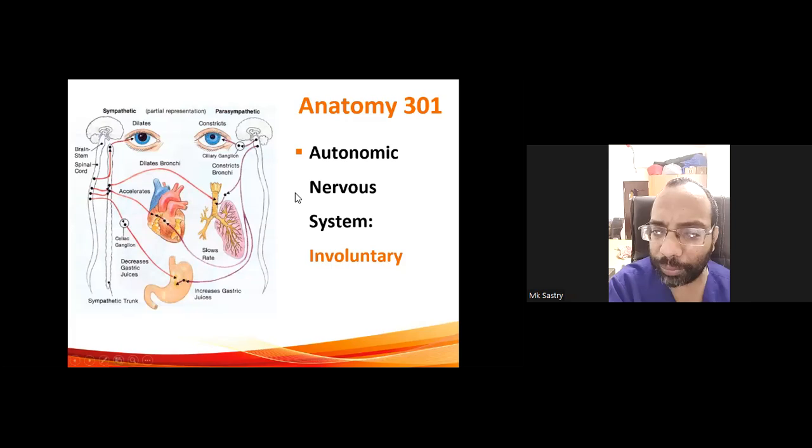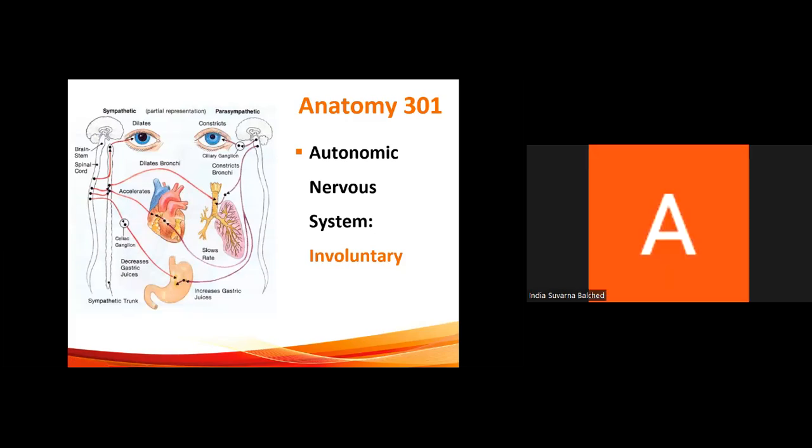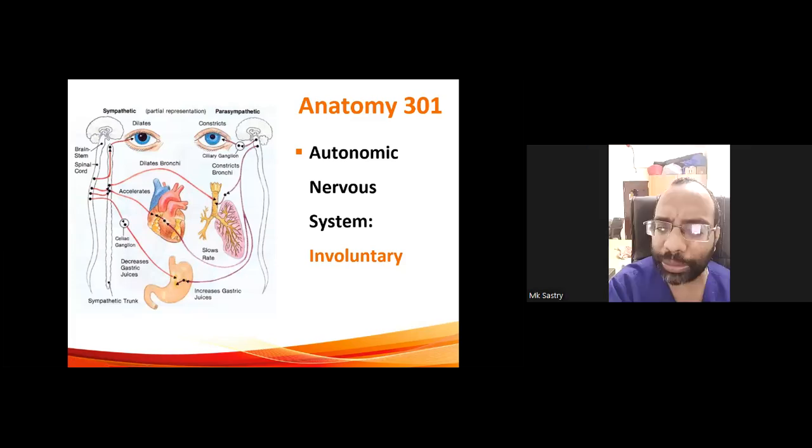So there are two types: the autonomic nervous system and the involuntary nervous system. Involuntary is the heart and nerve. Autonomic is the eye, muscle, mouth, hands, legs. Am I clear? Yes, sir.